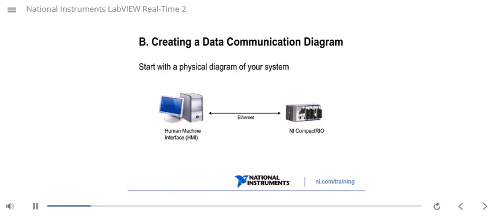In our case, we'll use a single human-machine interface computer, an HMI, and a single compact RIO system connected via Ethernet connection. So this will be an example of the physical diagram of your system. This is what you would see on your benchtop: a computer on the left, a compact RIO on the right, and an Ethernet link between them.